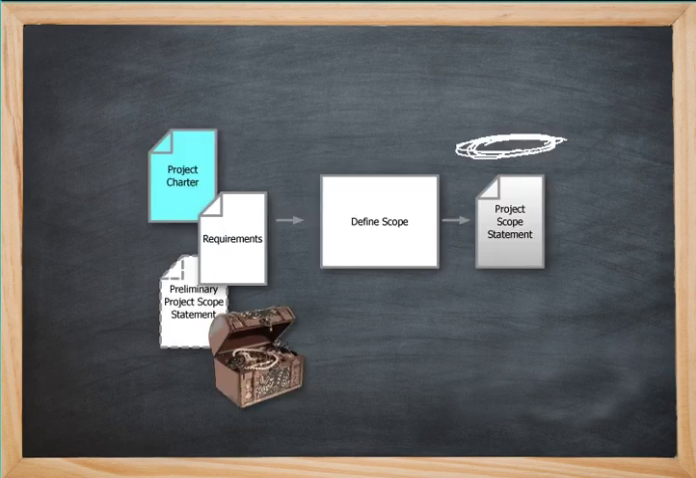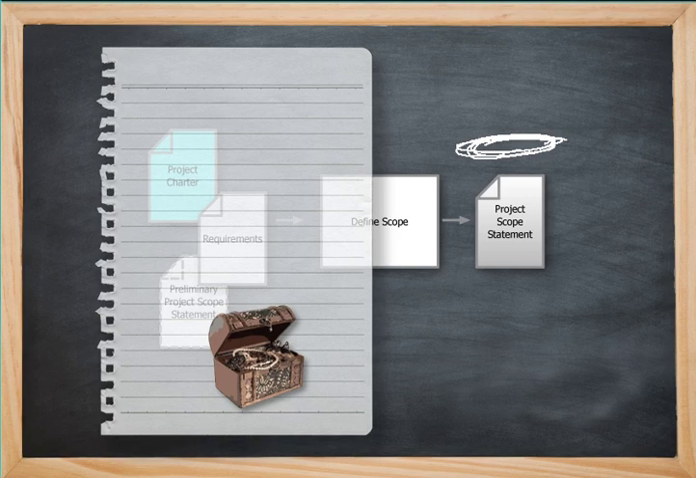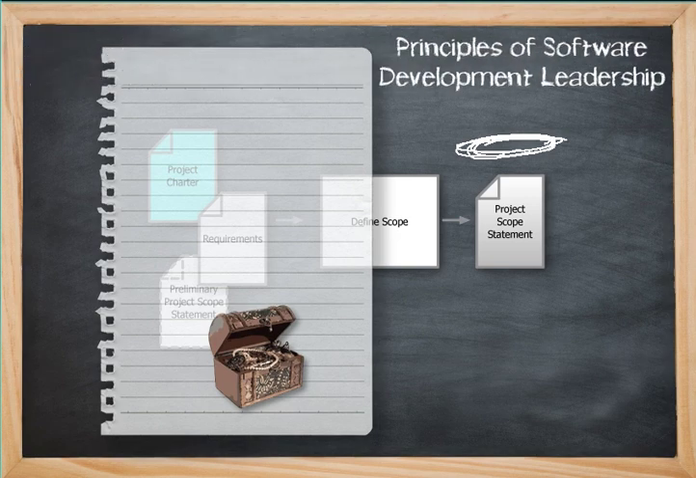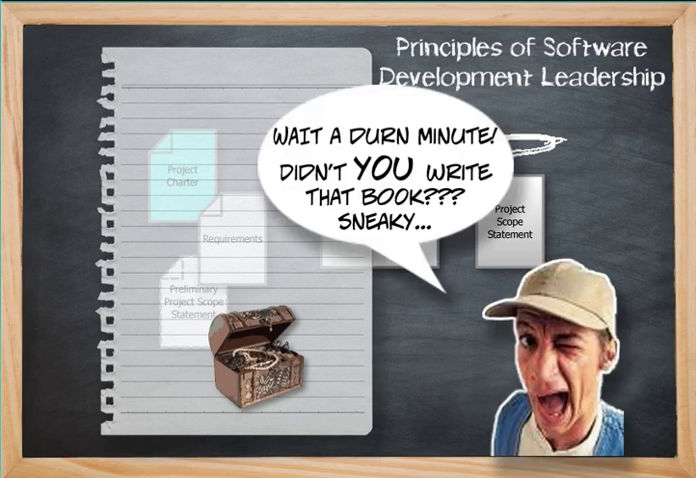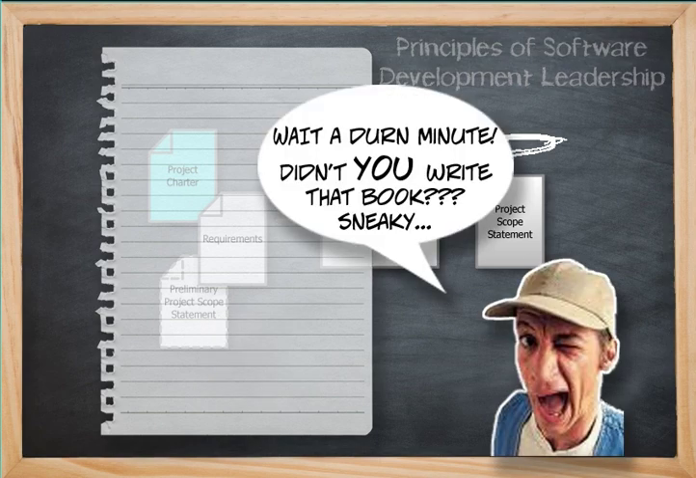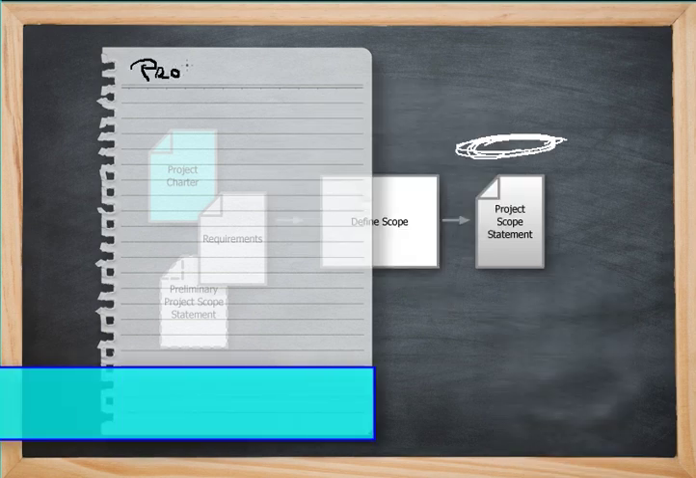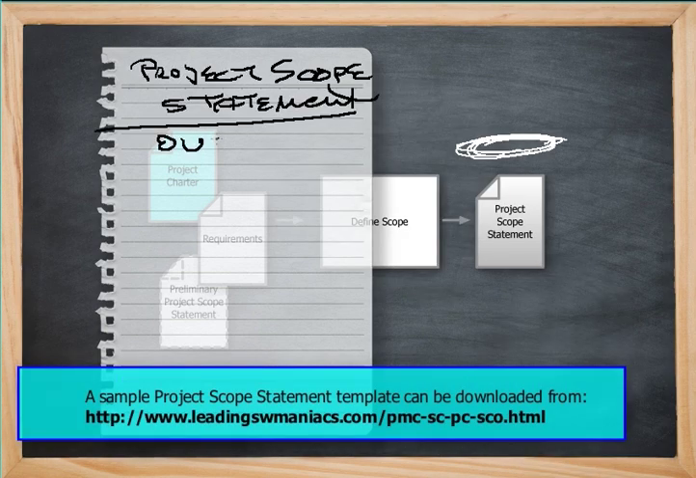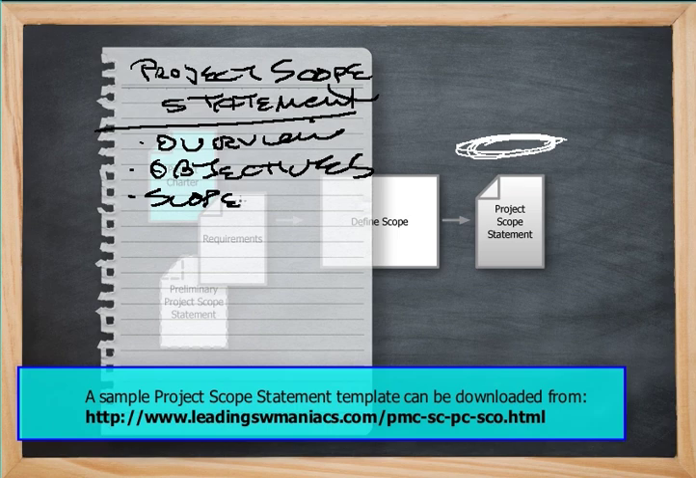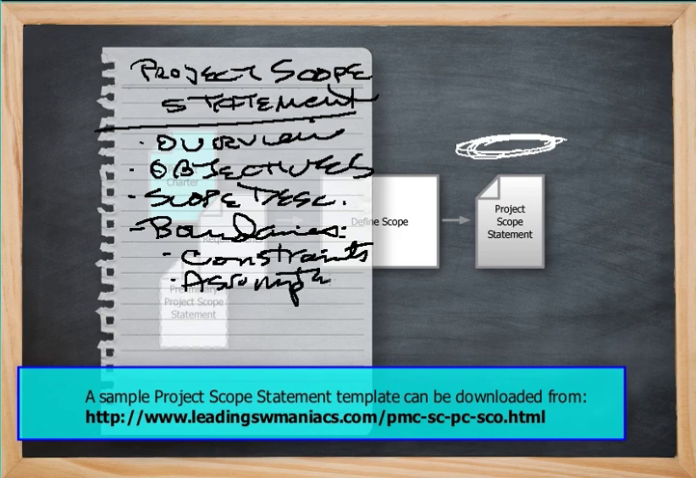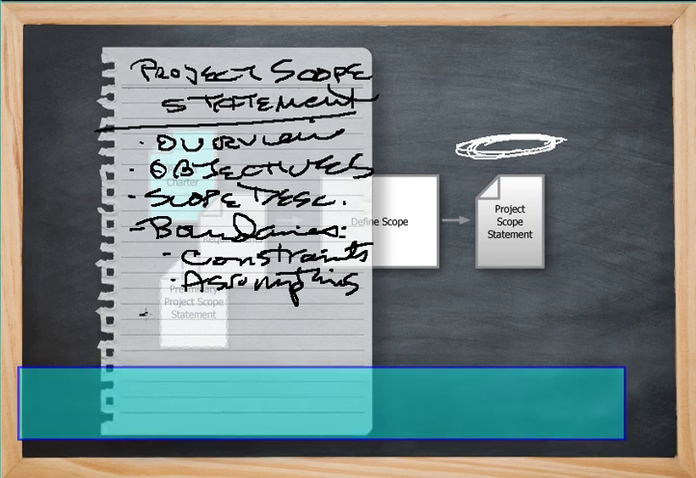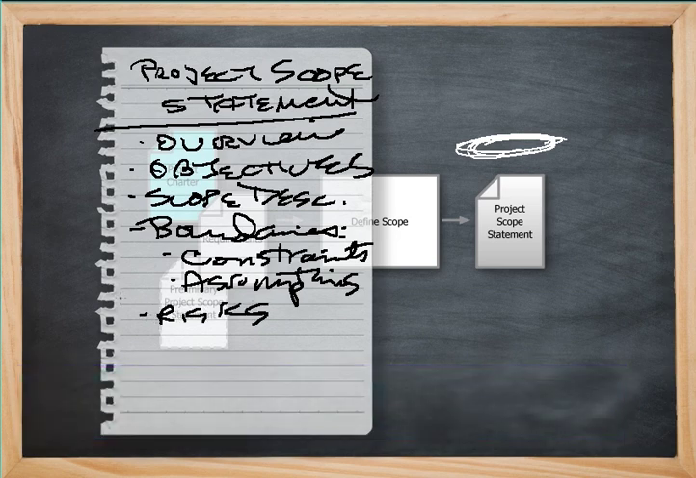Alrighty, so what is included in a project scope statement? Here's something from the book called Principles of Software Development Leadership. And here's some of the highlights of what's included in a project scope statement. The project overview, a simple project description, project objectives, basic scope description, boundaries, and these can be things like constraints, also assumptions, all those things that can help or can waylay the success of you defining scope. Also, most importantly, risks. The risks, both positive and negative ones, that may play a factor in scope definition.